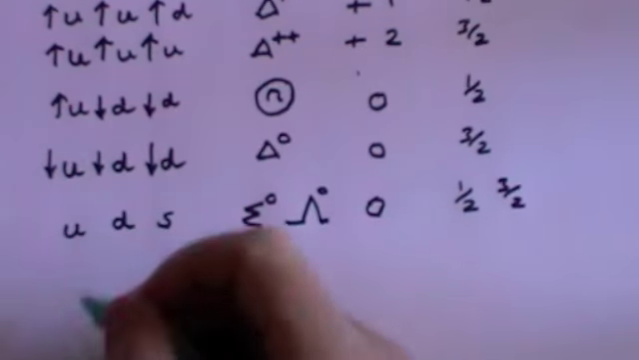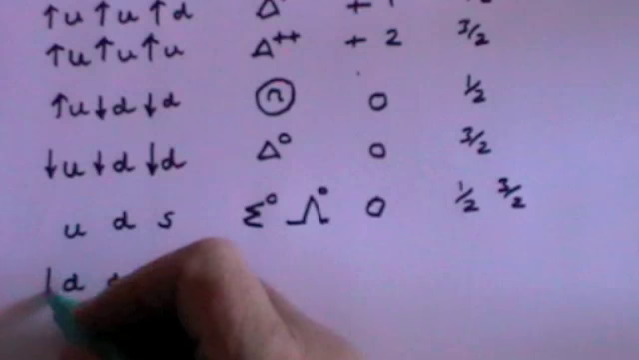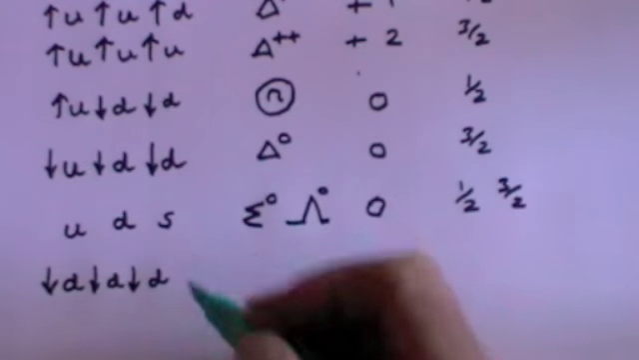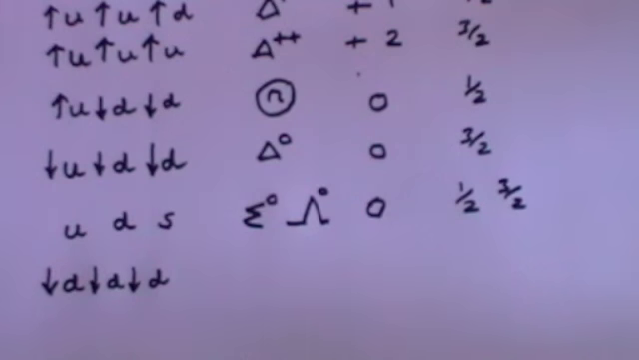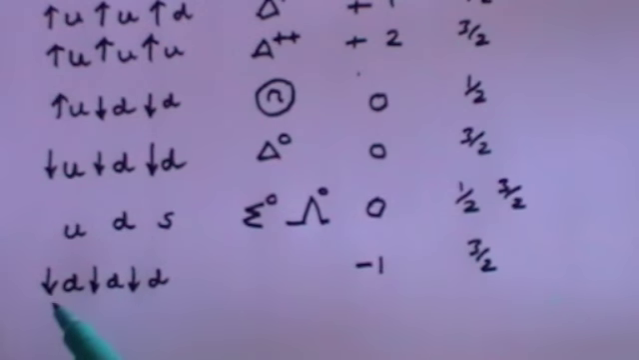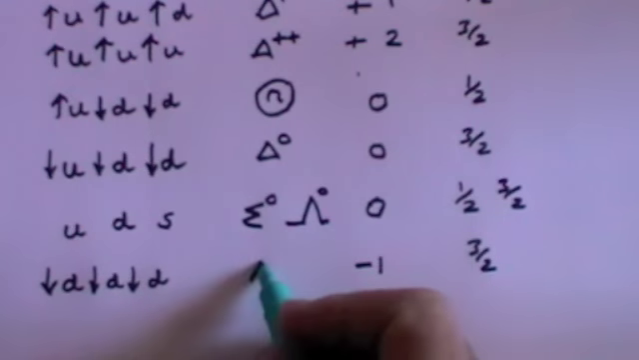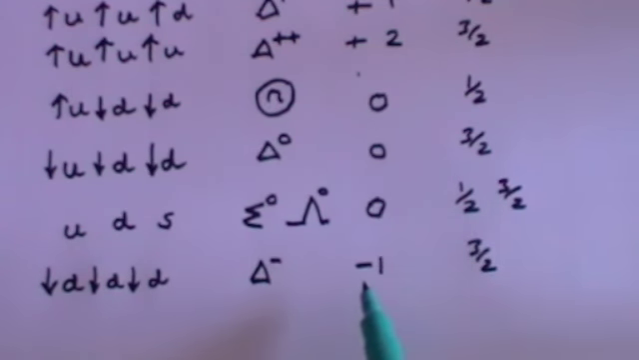We could think of a particle where all the quarks were down quarks, with, let's say, all the spins spinning down. The charge on this would be -1 because it's minus 1/3 minus 1/3 minus 1/3. And the spin, of course, is going to be 3/2 because they're all spinning in the same direction. So it's a half plus a half plus a half, or minus a half minus a half minus a half. It's plus or minus 3/2. And that, again, is going to be a delta minus, a minus because it's got a charge of -1.